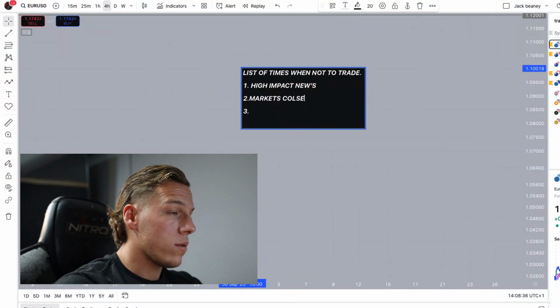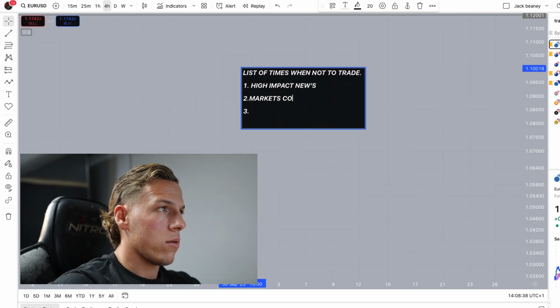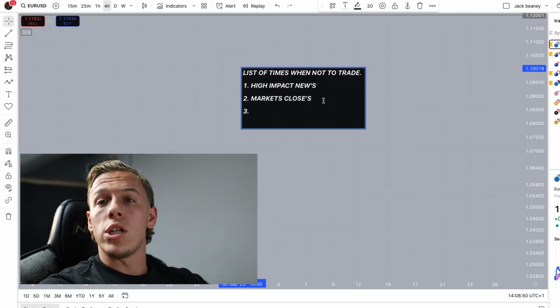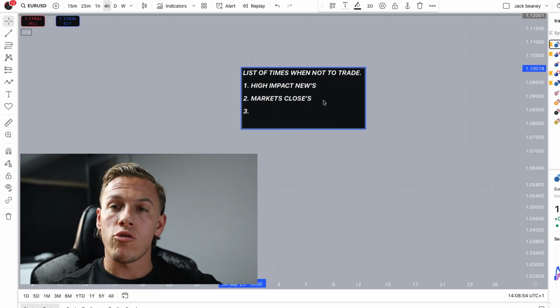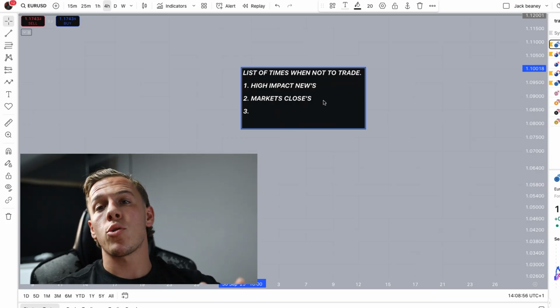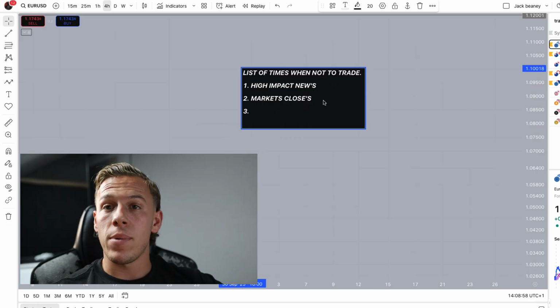So number 2 is going to be our second biggest one, and that is going to be market closes. So what we're after here for market closes, and the reason this is a concern, and I do not trade, and my auto strategies do not trade anywhere between 9 PM and 11 PM London time, and that is because brokers increase their spreads during this time.